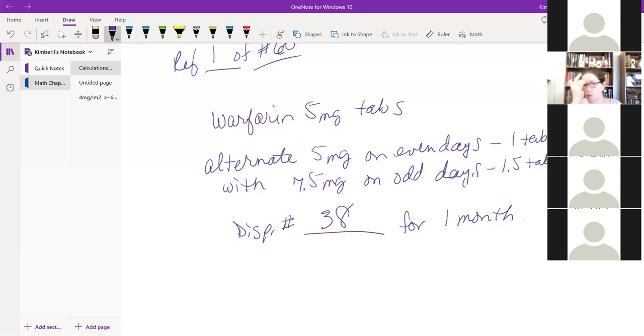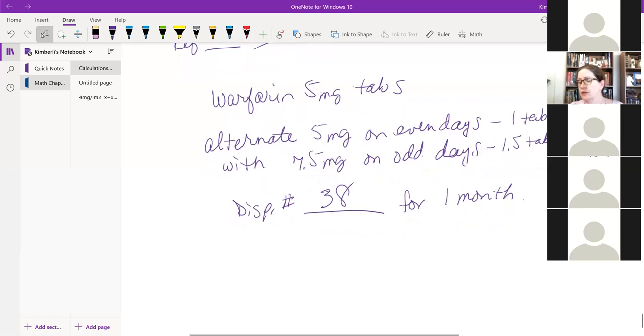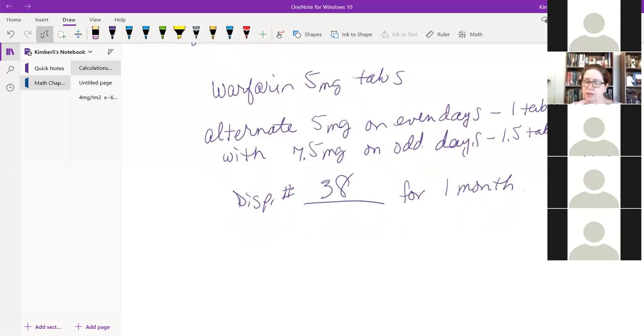You see this with warfarin, and sometimes you see it with steroids, sometimes you see it with hormone tablets. Basically, if it's not available in the exact strength that the doctor wants to give, they can do it this way, where you take a little too much one day, a little too less the next day, and over time it evens out.